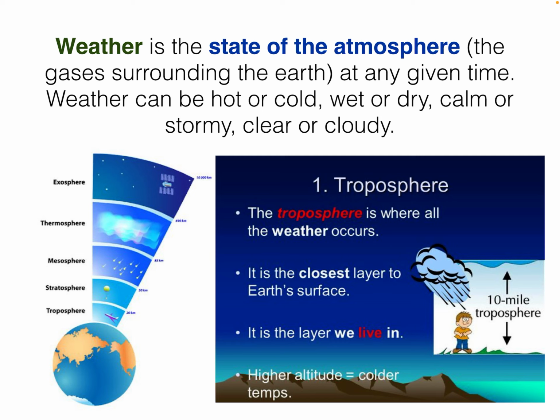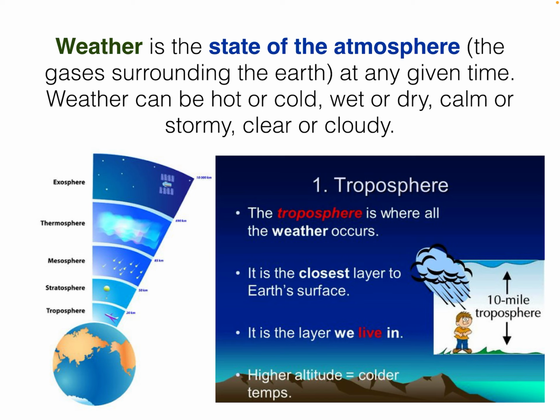Climate is different. Climate is over a long period of time, over 30 years or so. Our climate in Ireland is different from the Mediterranean climate, which is different from the climate in the Sahara Desert. Now if you look at the picture on the left hand side, you can see the earth and you can see the atmosphere above us.